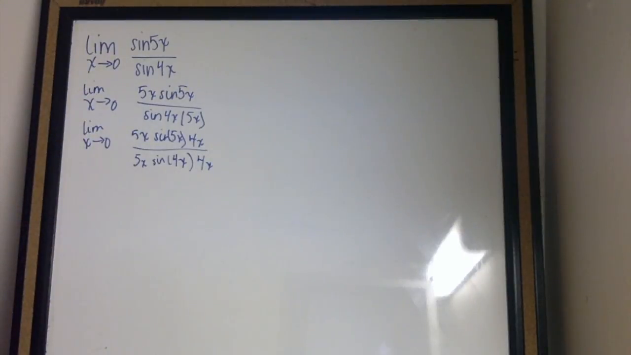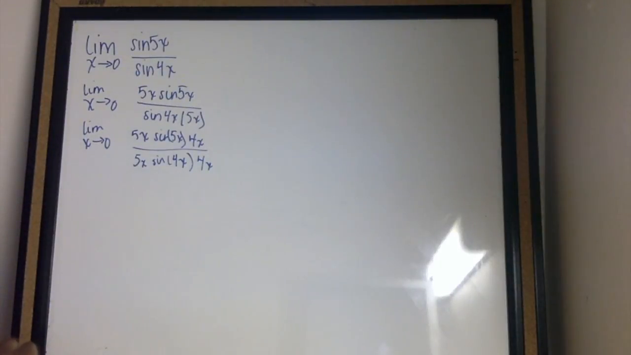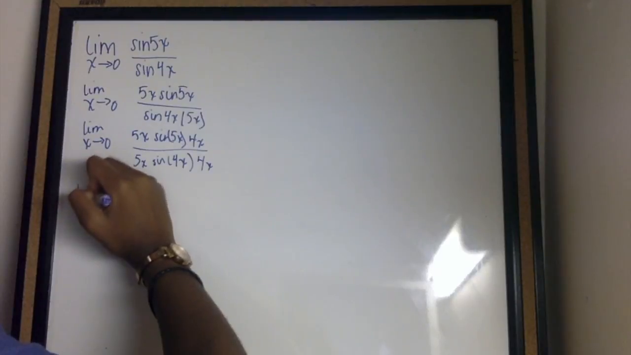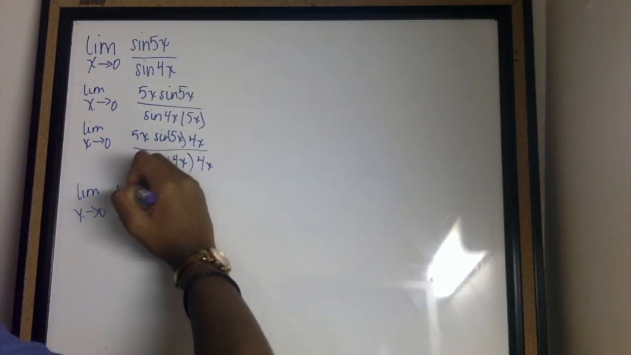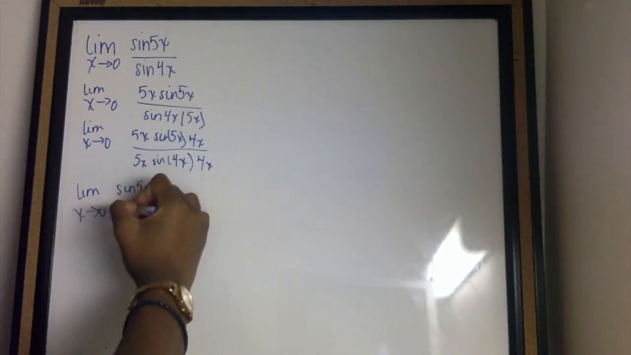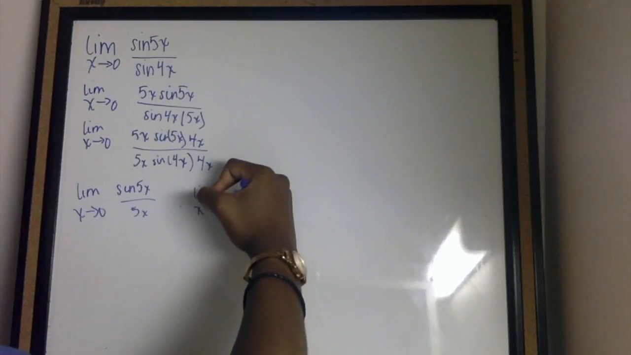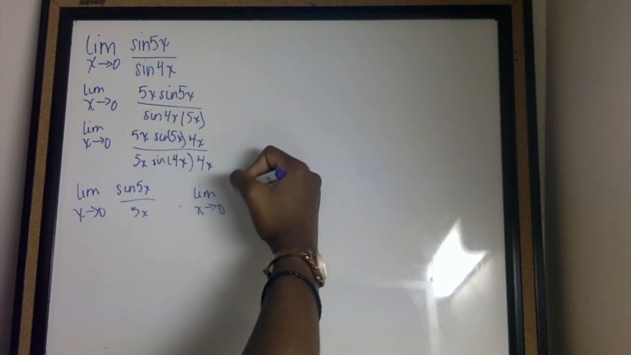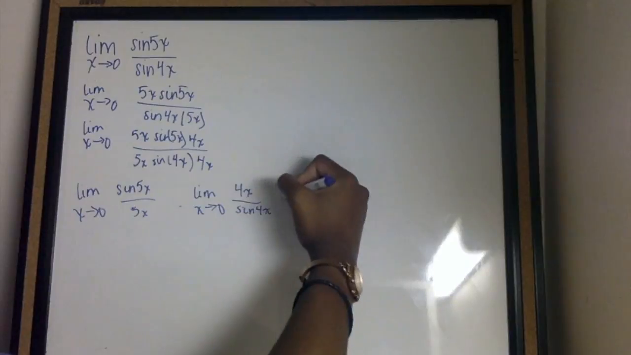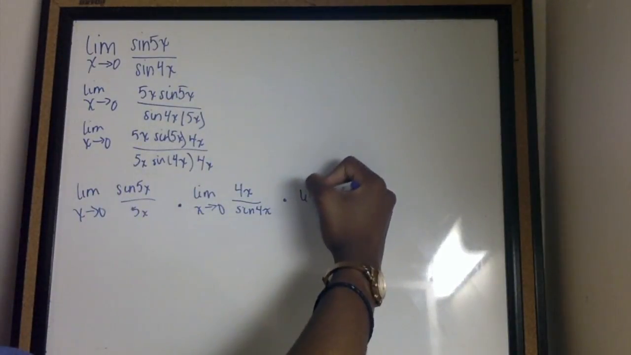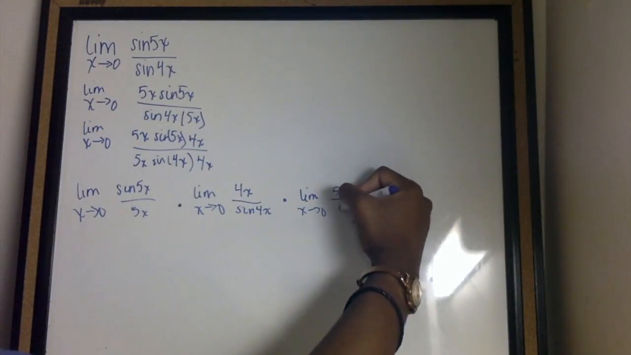In this next step, using some properties of limits, we're going to separate this fraction into three limits. So here we're going to have the limit as x approaches 0 of sine of 5x over 5x, times the limit as x approaches 0 of 4x over sine 4x, times the limit as x approaches 0 of 5x over 4x.